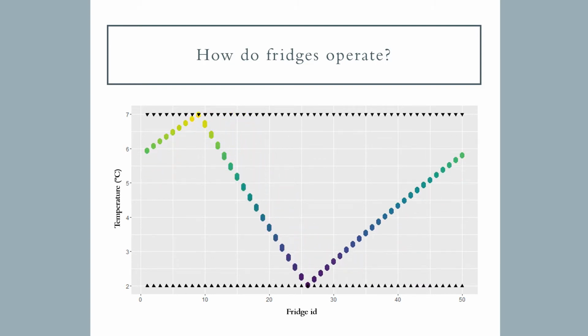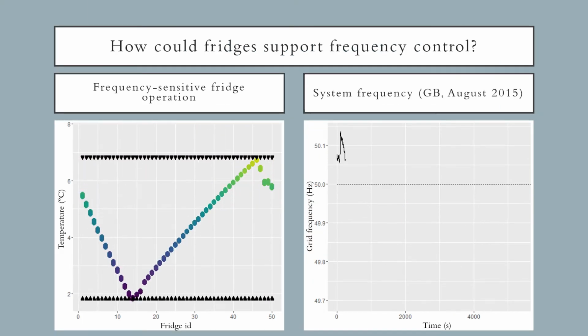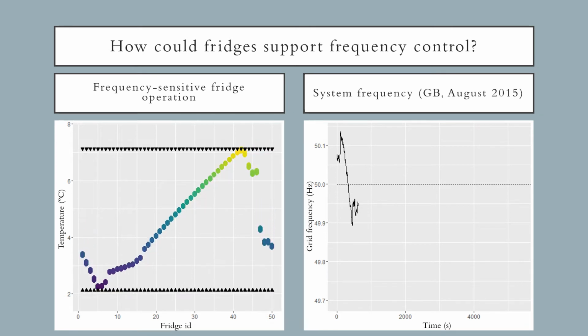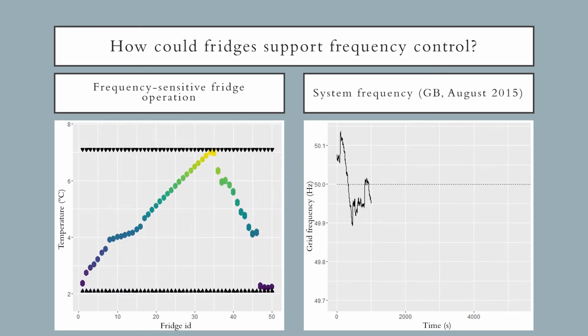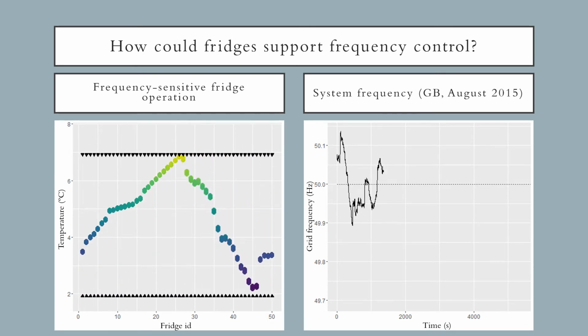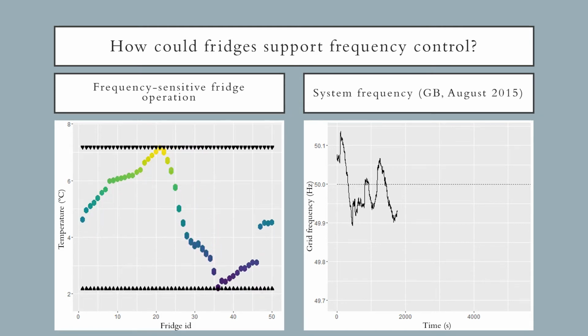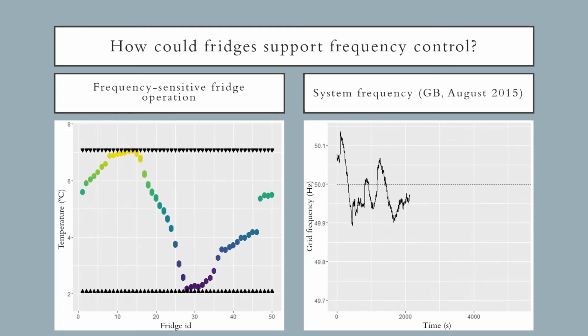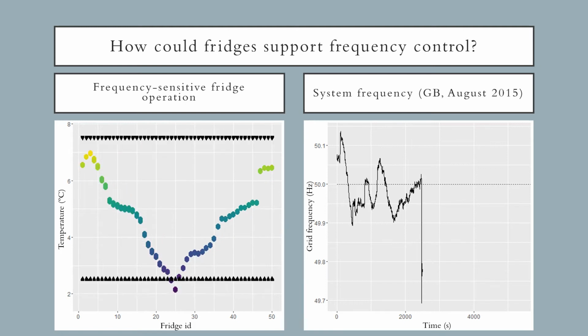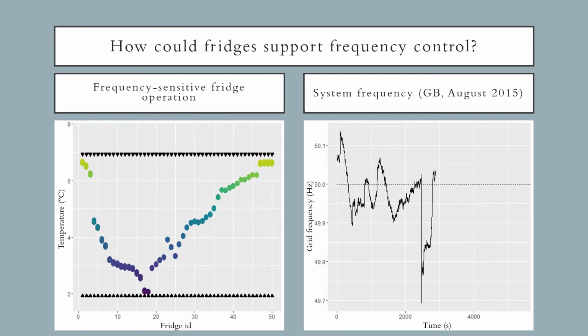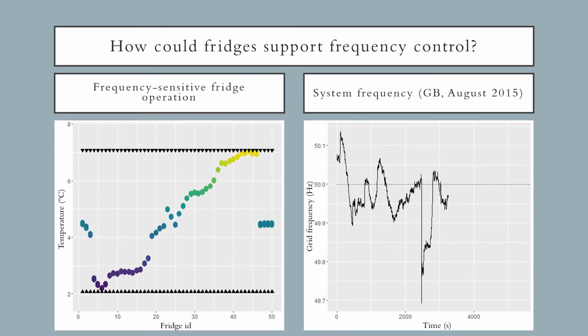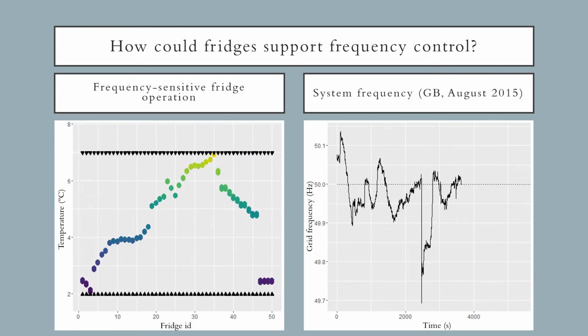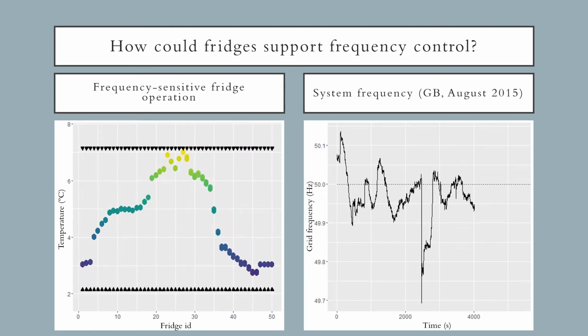For example, here we let the temperature set points of a group of identical fridges vary in a simple deterministic way based on the frequency shown on the right. When there is a large frequency incident, such as this one here, the fridges clearly respond, but they are likely to cluster and eventually synchronize switching on and off, which can lead to bigger frequency problems.